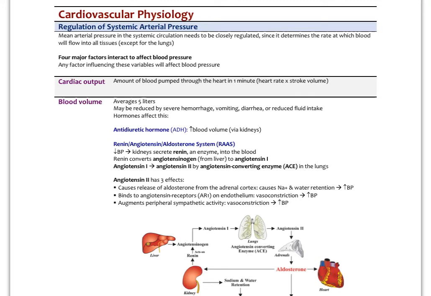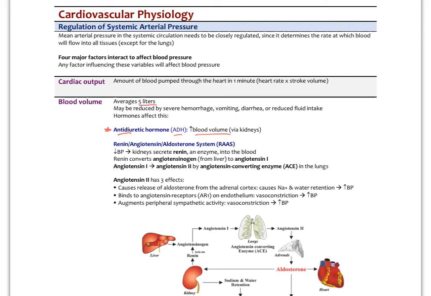The other is the volume of blood. Now, again, the average volume of blood is 5 to 5.5 liters in adults. That can be reduced by things like severe hemorrhage or dehydration, reduced fluid intake, etc. There are several different hormones that maintain blood volume. One comes from your pituitary gland, and that's antidiuretic hormone, also known as vasopressin. What that does is it prevents water from being lost in the kidneys, it's antidiuresis, and that's going to increase blood volume.